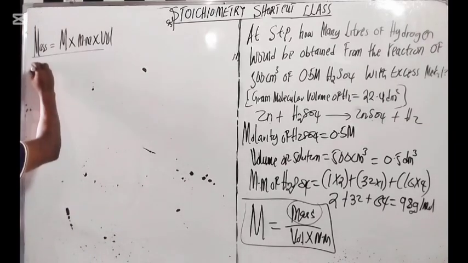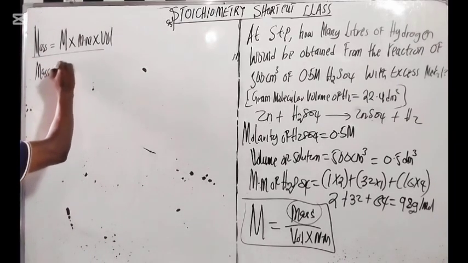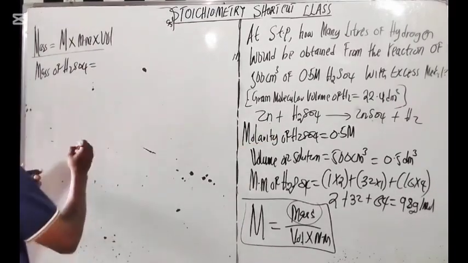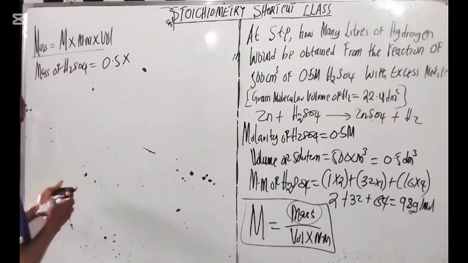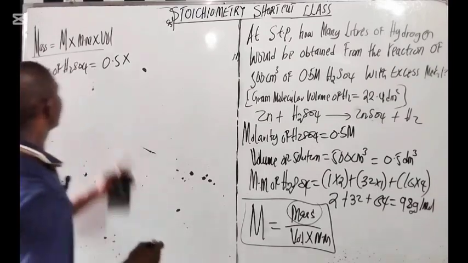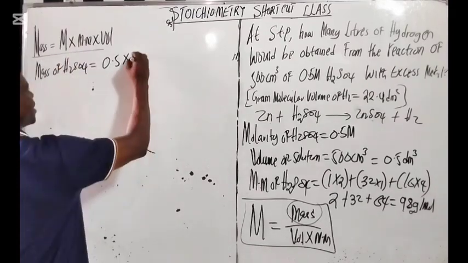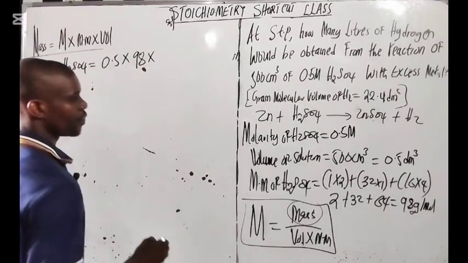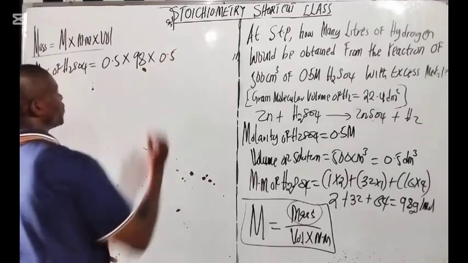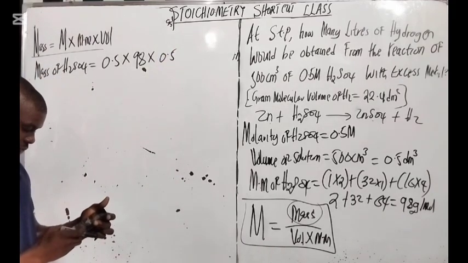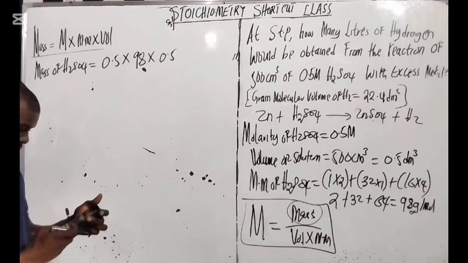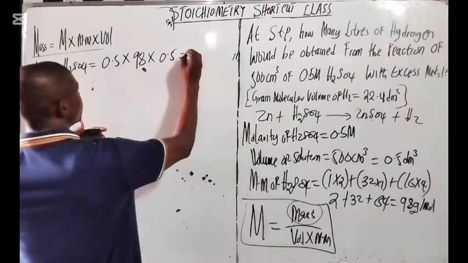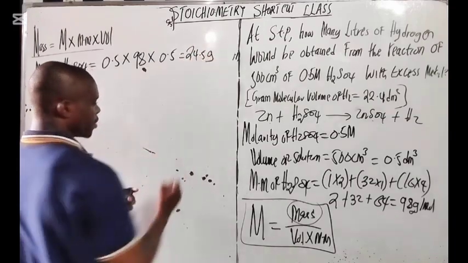So here we go. Mass of H2SO4 is equal to the molarity, which is 0.5, times the molar mass, which is 98, times the volume, which is 0.5. So 0.5 times 98 times 0.5. What do you have? You have 24.5 gram. Do you understand?